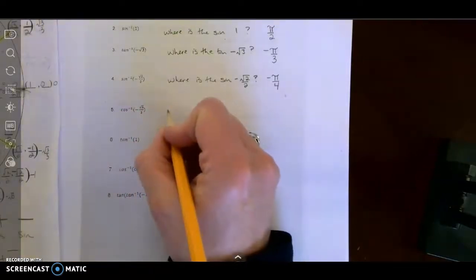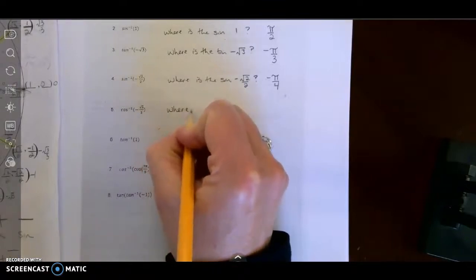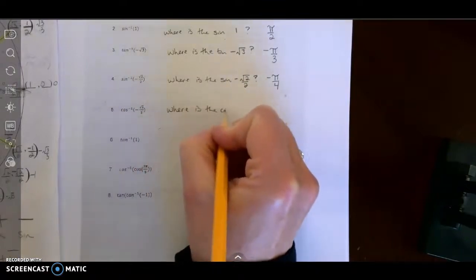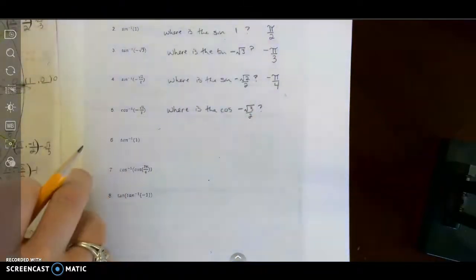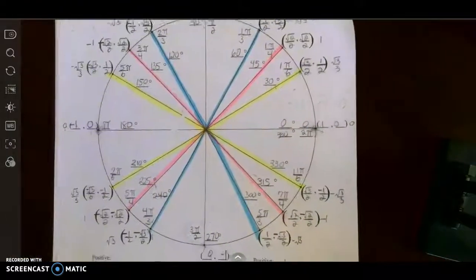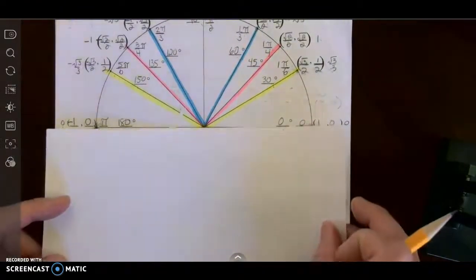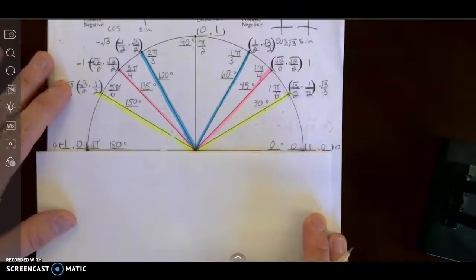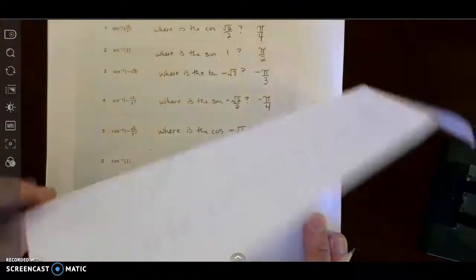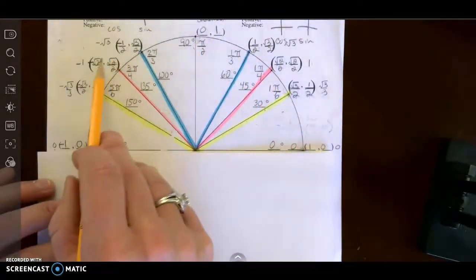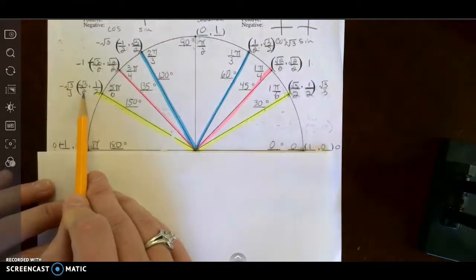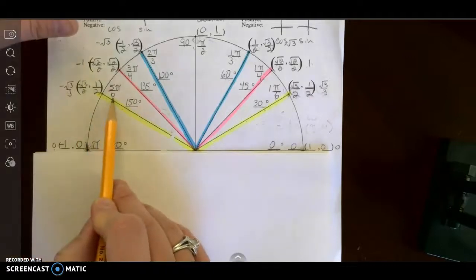Number 5, inverse cosine of negative square root of 3 over 2 is asking where is the cosine negative the square root of 3 over 2. So I go to my unit circle, and for inverse cosine, I'm looking at just the top of the unit circle, and this is the x-coordinate. Right here is where my x-coordinate is negative square root of 3 over 2, and that happens at 5 pi over 6.